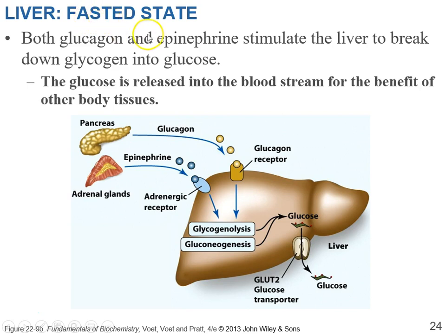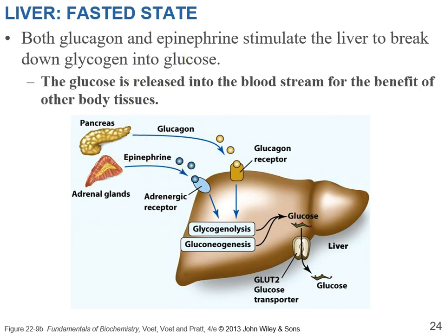Okay, liver, fasted state. The hormones that are secreted in the fasted state are both glucagon and epinephrine. So glucagon from the pancreas and epinephrine from the adrenal glands. They are, again, our glucose sensors, and they notice when you're fasting and your blood glucose concentration goes down. They both act on the liver in the same way. Glucagon binds to a glucagon receptor, and epinephrine binds to an adrenergic receptor. Adrenergic comes from adrenaline. You might know that epinephrine and adrenaline are the two names for the same thing.